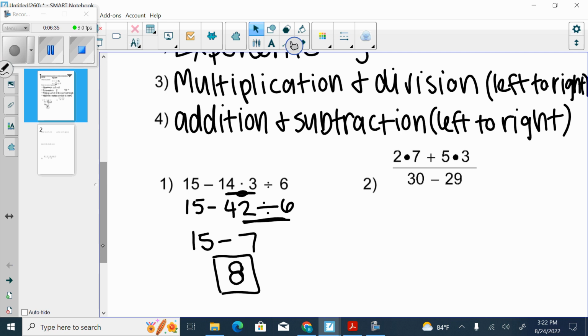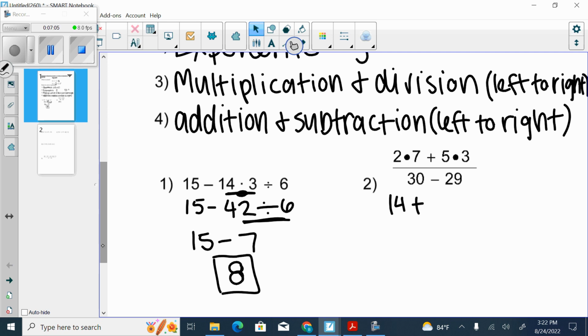All right. So let's look at number 2. On number 2, we've got stuff going on in the top and in the bottom, right? So we're going to take care of everything in the top and everything in the bottom before we try and put them together, okay? So in the top, what do you guys think we should be doing first? The multiplication, right? Which one are we going to do first? 2 times 7. Right, the one on the left. So 2 times 7 would give us, good.